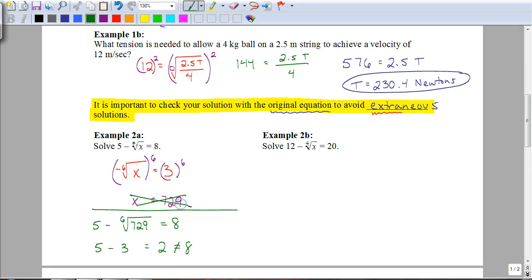So this is what we call an extraneous solution. What we would put as our answer is just no solution, because there's no number you could put in there for x that would give you a positive 8 as your answer.